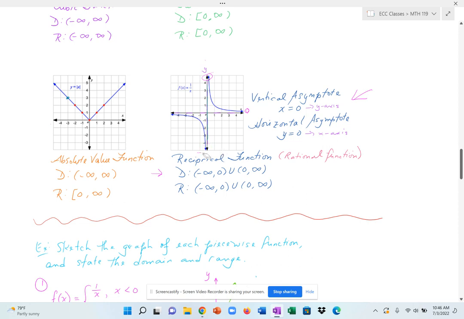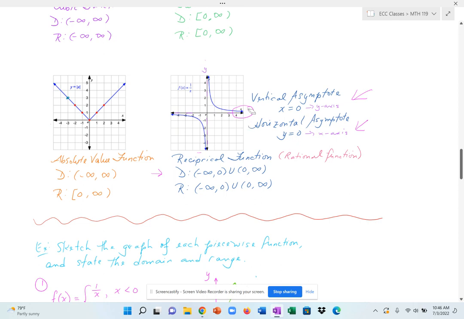And there's also a horizontal asymptote because this part of the graph is getting closer and closer to the x-axis, and so is this one. So the horizontal asymptote is the line y equal to 0, which is the x-axis. So again, anything on this x-axis, your y values would equal 0, which is why it's stated as y equals 0.